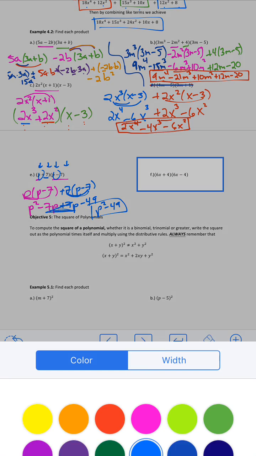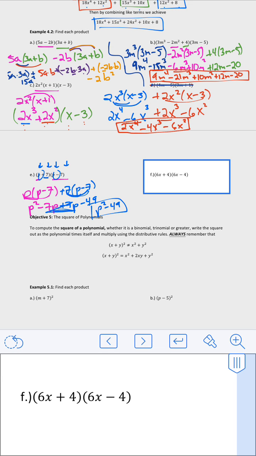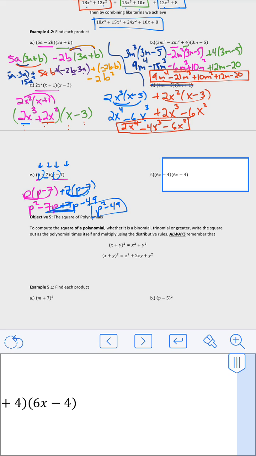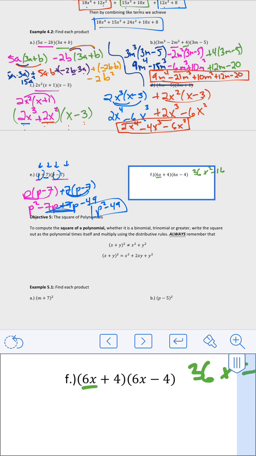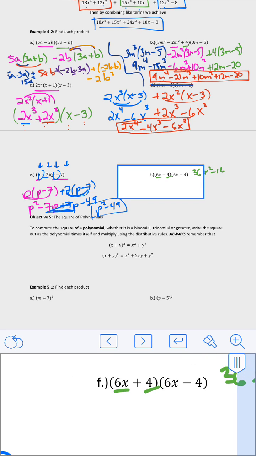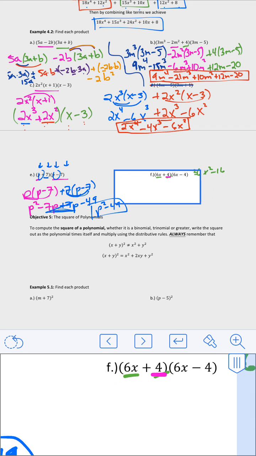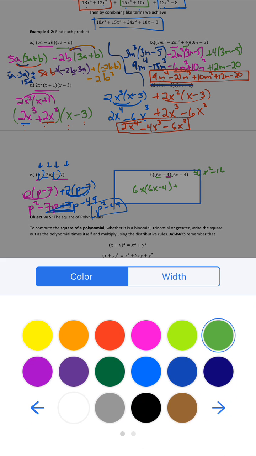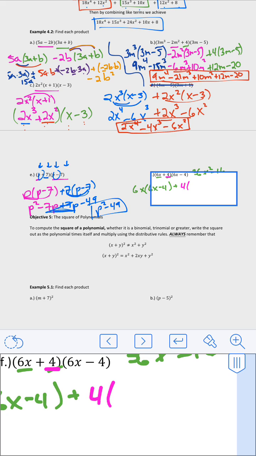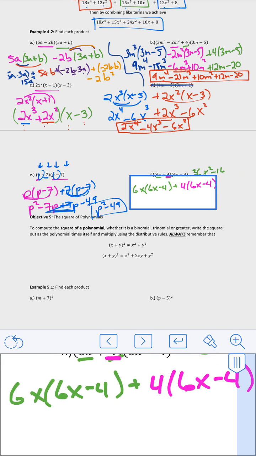Let's try it again. Now, what this kind of pattern says I should get is the square and the square. So it should be 36x squared minus 16. It should be 6x squared and 4 squared. But again, I don't need to know that. In fact, I don't want to take that for granted. Instead, I'm just going to do what we've been doing the entire time. So I'm going to multiply the 6x to the second binomial. So 6x times 6x minus 4 plus 4 times 6x minus 4. I just broke it up into monomials.